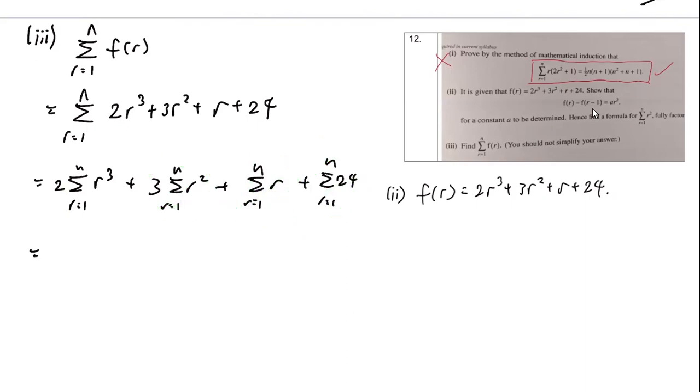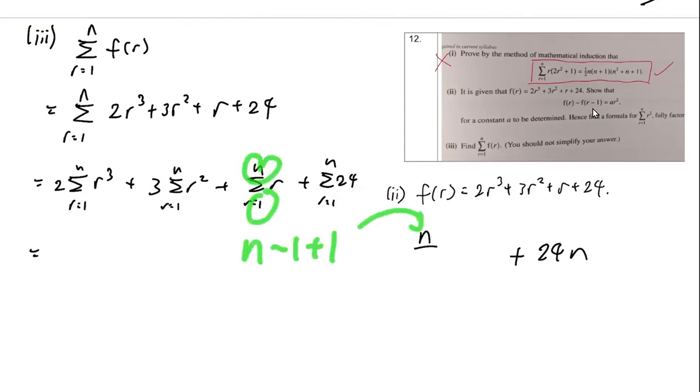For the last term, the sum from i equals 1 to n of 24 is actually just 24 times n. Then the sum of r from r equals 1 to n means 1 plus 2 plus 3 plus 4 plus ... plus n minus 1 plus n, which is an arithmetic series. So it's just the number of terms n, upper minus lower plus 1, n minus 1 plus 1 gives you the total number of terms n, divided by 2, multiplied by the first term, which is 1, plus the last term, which is n.